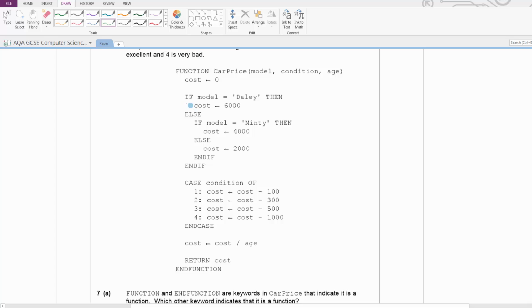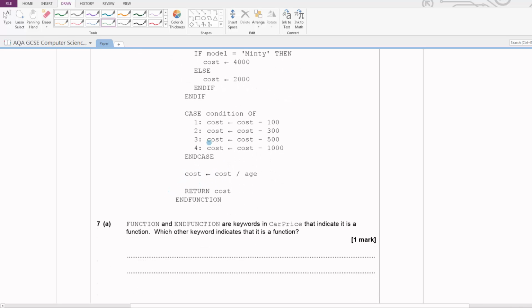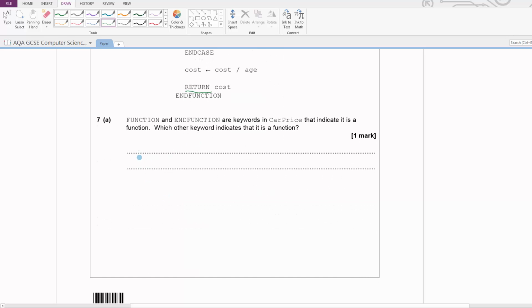But what other keywords here, so capitalized words, give away if it's a function? Well, IF, ELSE, ELSE, END IF, and so on, CASE are all to do with conditionals, whereas RETURN is the only other option anyway. A function in its theoretical sense and in most implementations has to return a value. So that's what a function in maths is, for example. So a return value is sort of what makes it a function instead of something like a procedure perhaps, or another subroutine. So the RETURN keyword is the answer here.